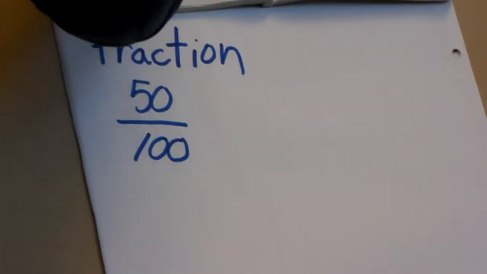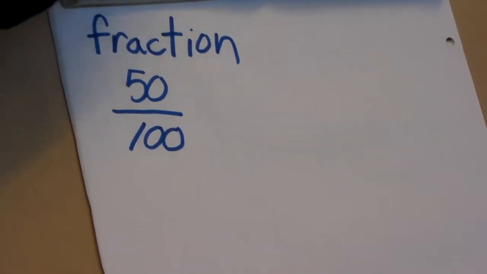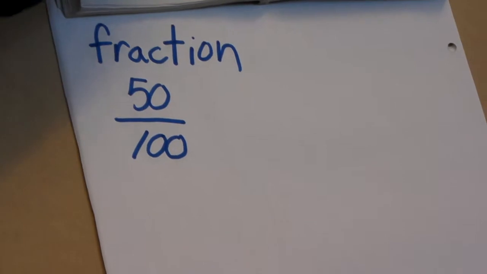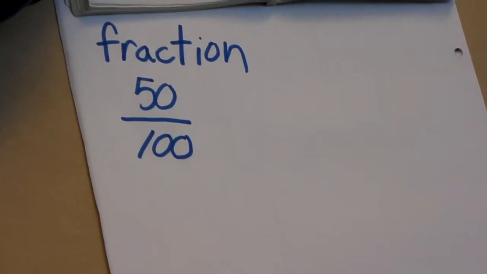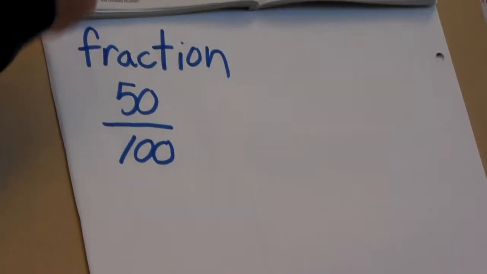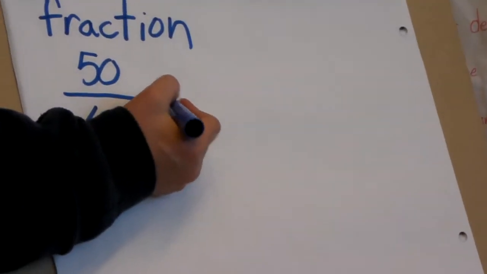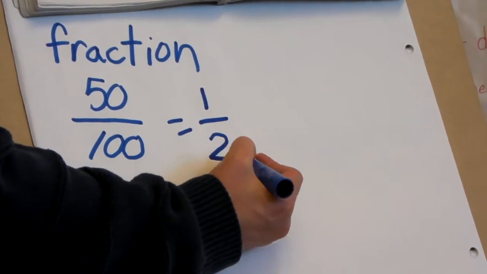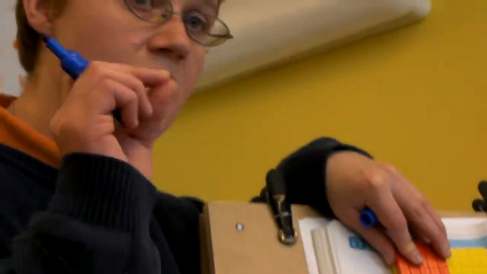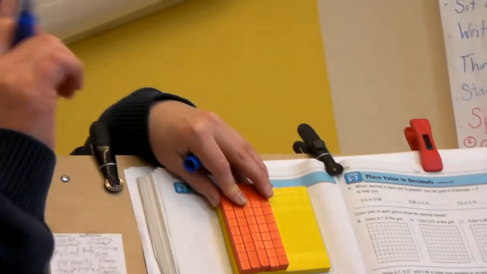Now, is there another way we could say this? If you just look at this, which part of the whole is shaded? Yep. Half. Okay, 50 out of 100 does equal 1/2. Sometimes fractions equal different things. This is the piece that you haven't done just yet, that you might want to really pay close attention to.